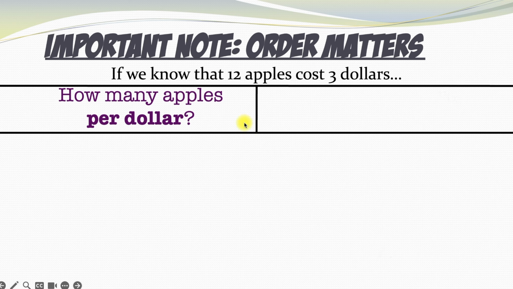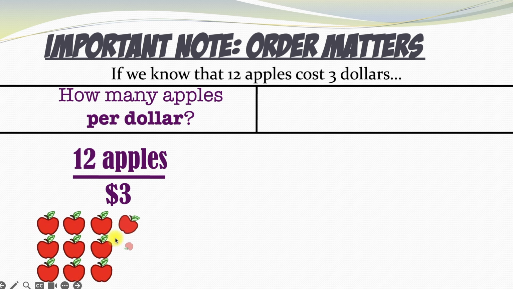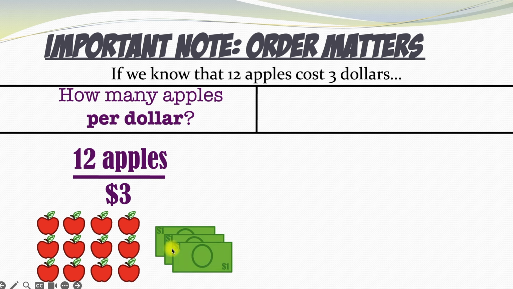So let's answer this unit rate question first. Because we're asking how many apples per dollar, that means the apples will be the top part of our rate, and the dollars will be the bottom part of our rate. So because there's 12 apples, that will go in the top of our rate. Then we'll write the fraction line, and then we'll put the number of dollars, and that's 3. And just to be clear, this means we have 12 apples. And those 12 apples cost $3.